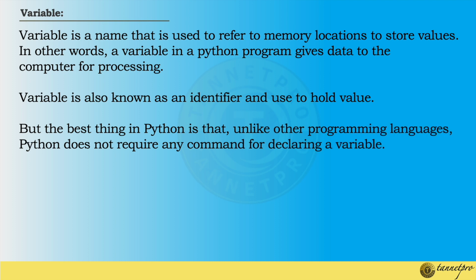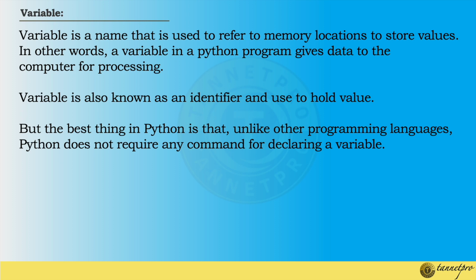And the best thing in the Python programming language is that, unlike other programming languages like C++, we do not need to put a separate statement to declare this is the variable. In other programming languages, you have to mention the data type, but here in Python you no need to mention the data type. It automatically detects the data type, and for the variable you do not need any separate statement.